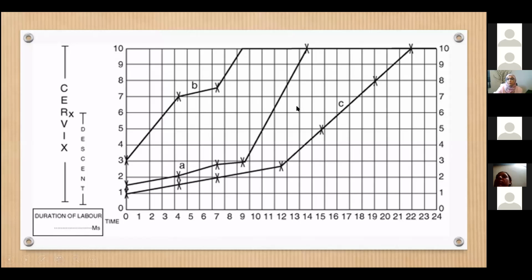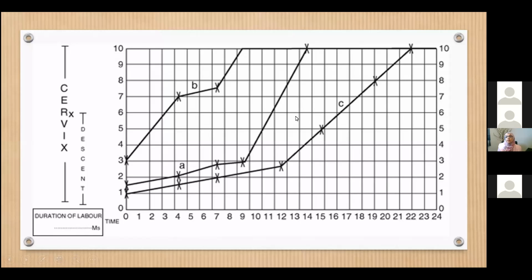So this graph, the last graph and the second graph, is showing primary dysfunctional labor. So you will be asked this question and you will be given these graphs to explain, and it's very, very simple. All of them reach 10 centimeters, but there is delay in progress in different patients. And as you can see, half a centimeter per hour didn't happen, but they finally reached full dilatation. So this kind of graph is showing that this is primary dysfunctional labor.